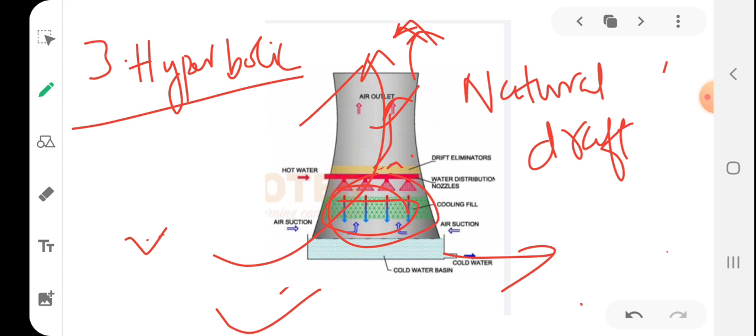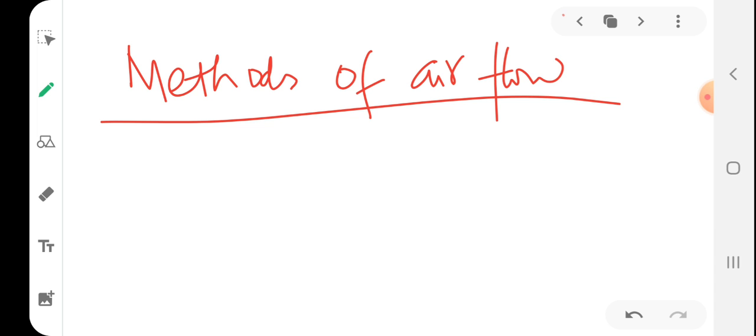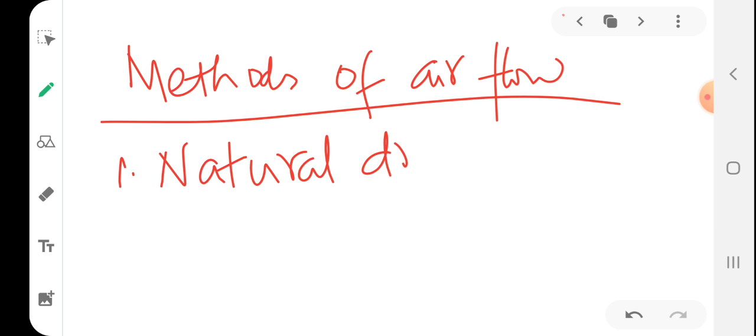Now we will learn about the natural draft. Another classification, this one based on the methods of airflow. The first one is the natural draft cooling system, the natural draft cooling tower.